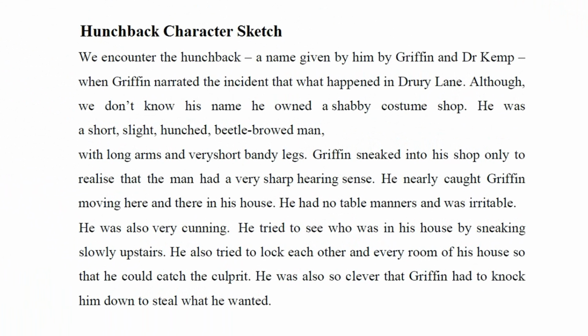Hunchback character sketch. We encounter the Hunchback, a name given to him by Griffin and Dr. Kemp, when Griffin narrated the incident that happened in Drury Lane. Although we don't know his name, he owned a shabby costume shop. He was a short, slight, hunched, beetle-browed man, with long arms and very short bandy legs.